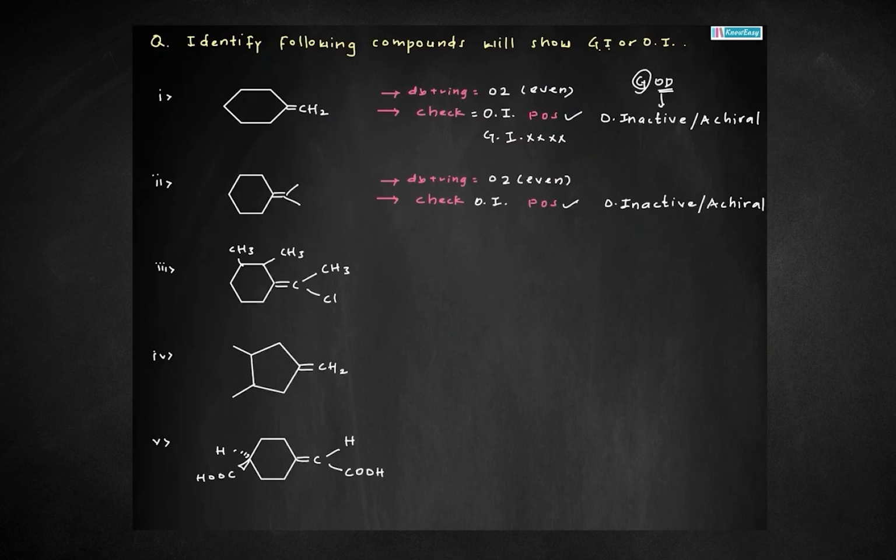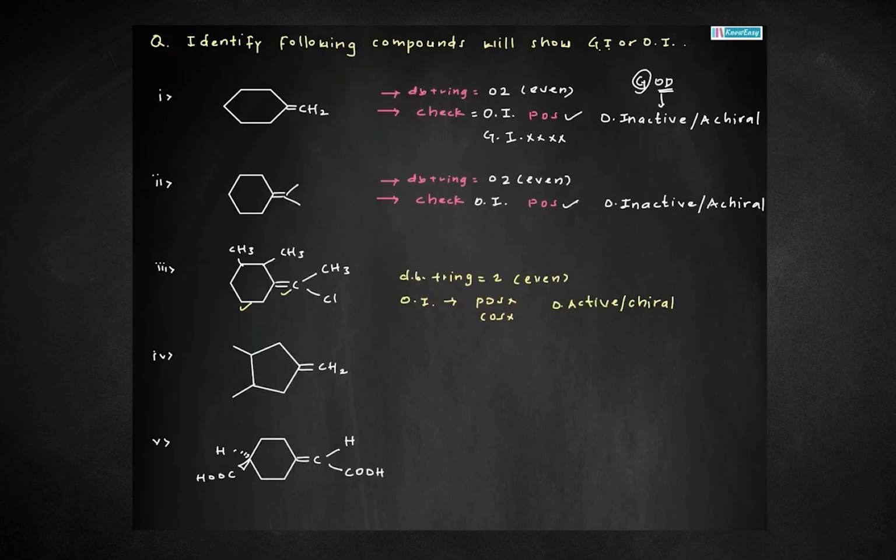Clear? Now check the third molecule. Double bond plus ring will be equal to 1 plus 2, so again this is even, so what we have to check, optical isomerism. If we check the optical isomerism, then you can see the plane of symmetry or center of symmetry will be absent here. If both are absent, the molecule will be optically active or chiral in nature. Clear? So this is very important.